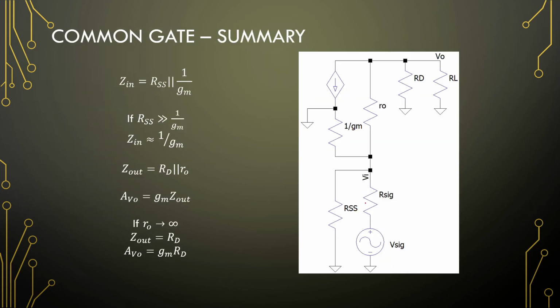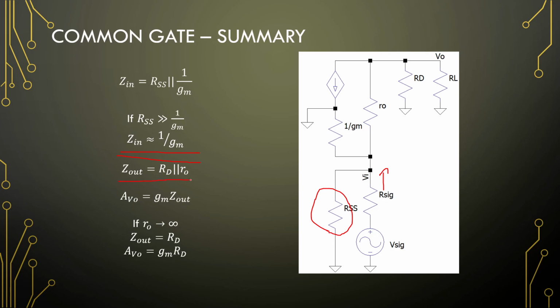The common gate in summary. When looking into this, we see RSS and gm in parallel, with RSS being a large biasing resistor. It will typically be much greater than 1 over gm. So the input impedance is 1 over gm right there. So that is usually the starting point of your design.